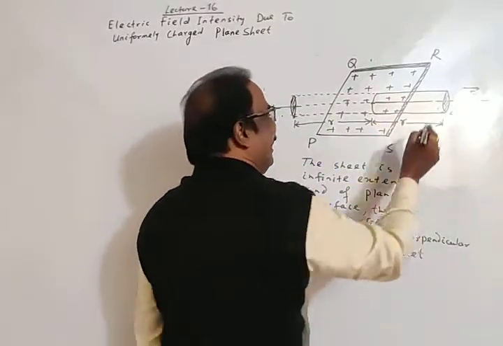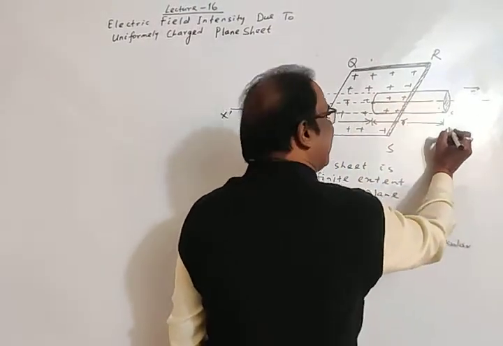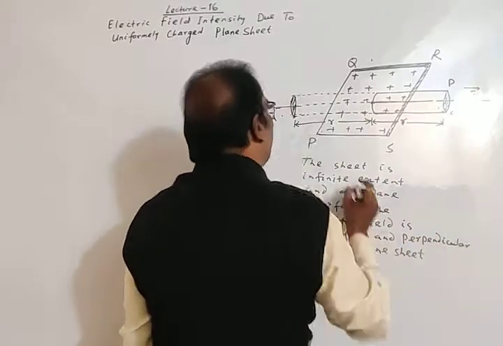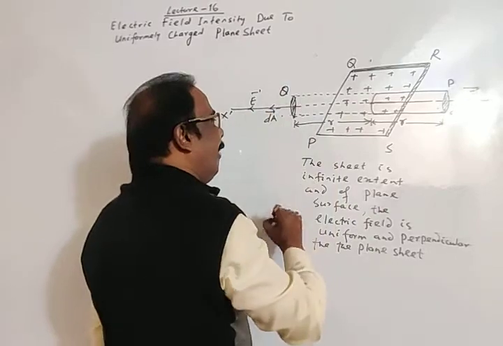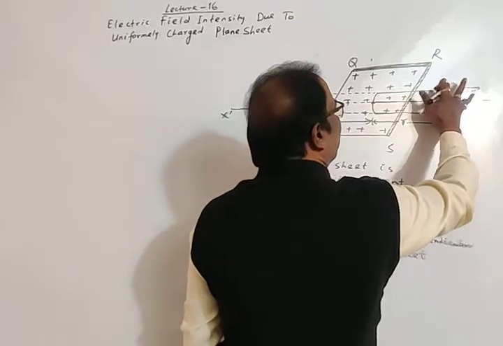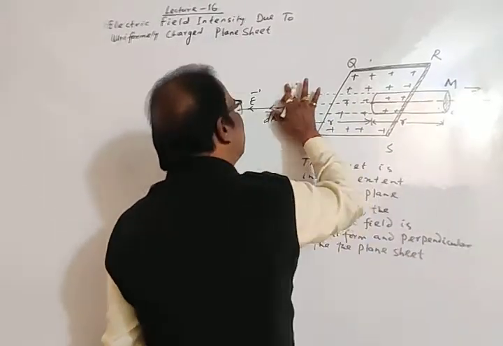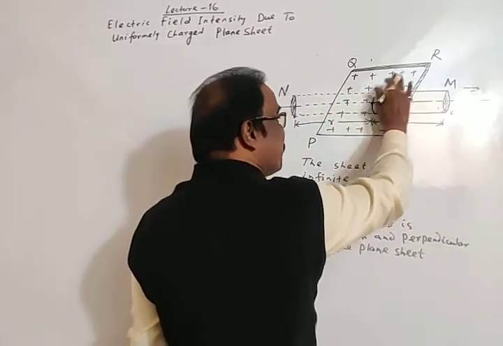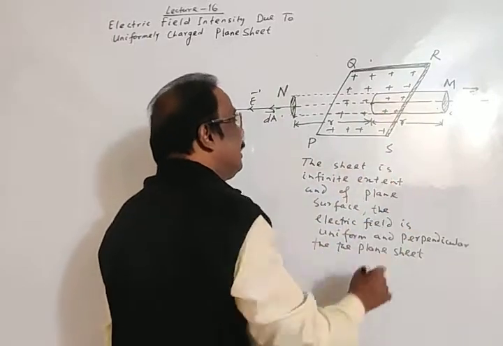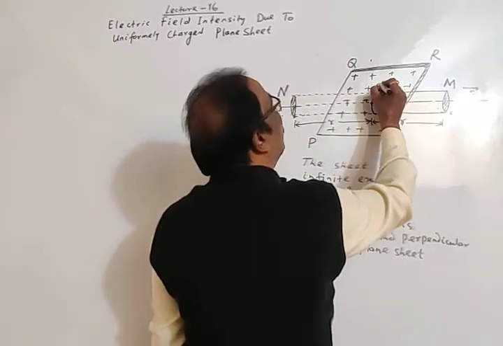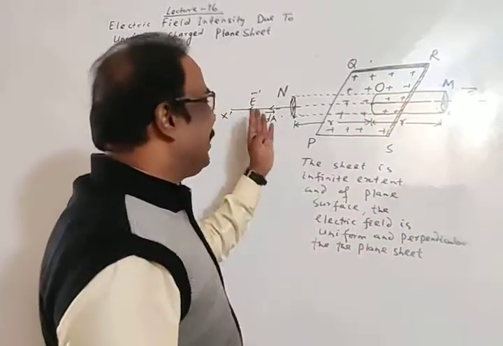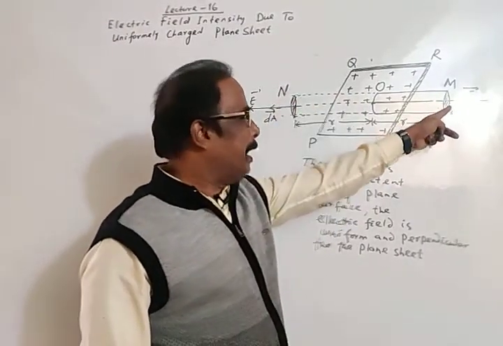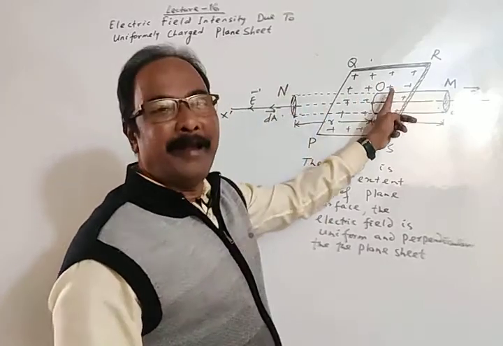Okay, so let's take this elemental area M, this is N. Let the surface of this cylindrical Gaussian surface be O. So we have considered three surface areas: at M, at N and at O.